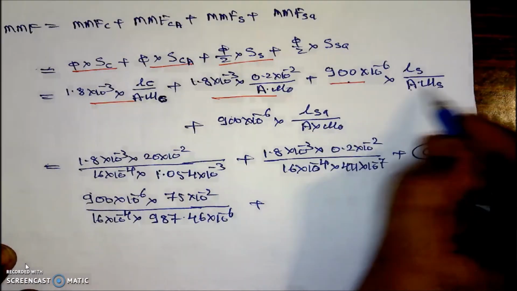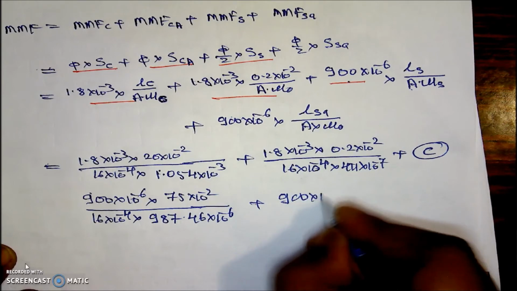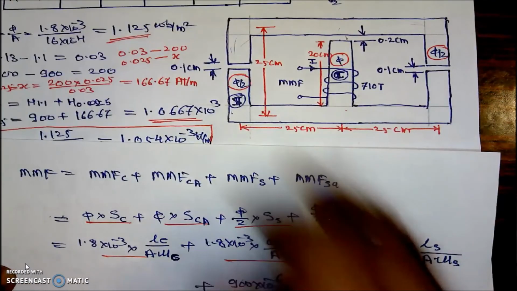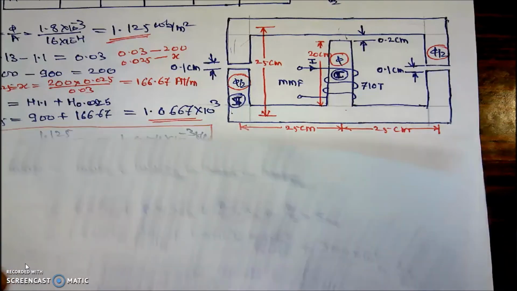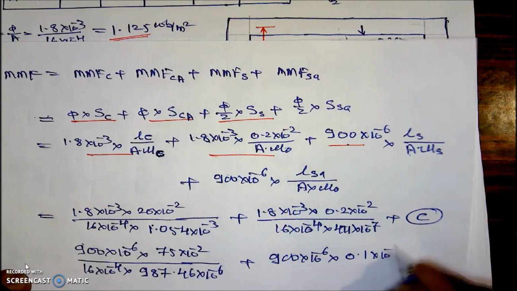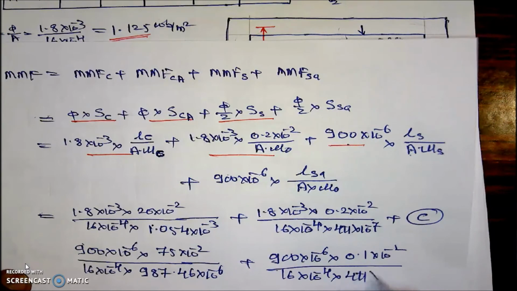this calculation we have taken: 900 into 10 raised to the power of minus 6 into the length of the side air gap. In this case the length of the side air gap is 0.1 centimeter, means 0.1 into 10 raised to the power of minus 2, divided by the area throughout, the same 16 into 10 raised to the power of minus 4, into 4 pi into 10 raised to the power of minus 7.